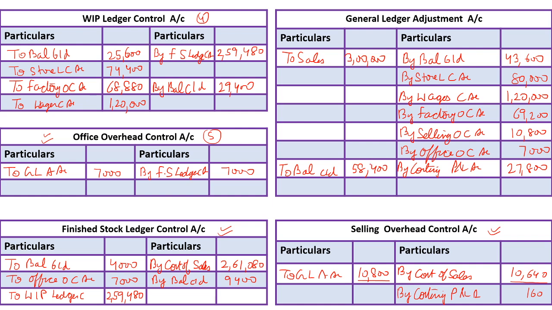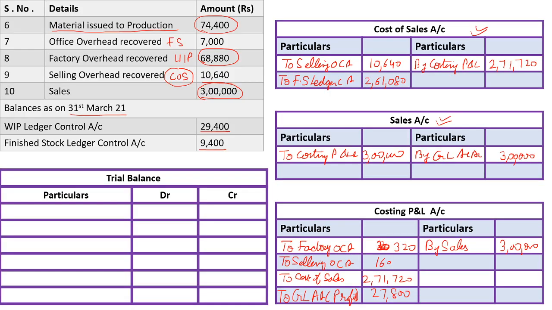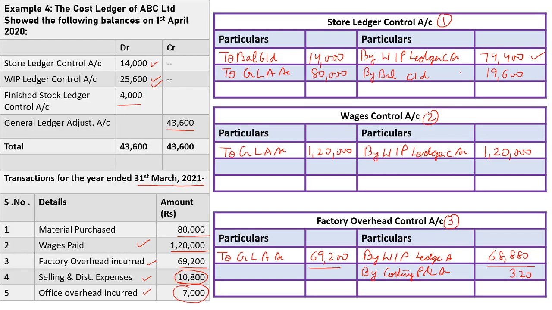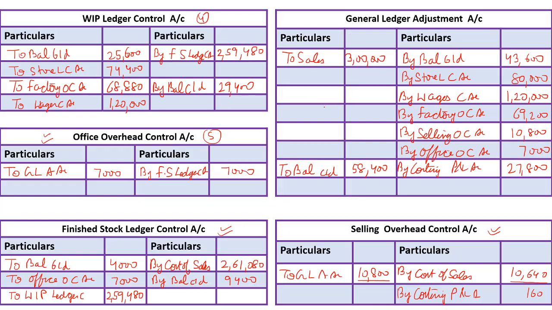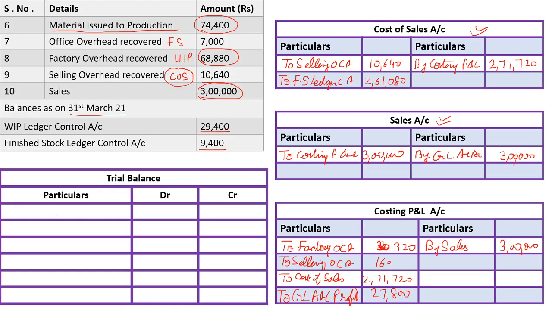Now we done all the ledger posting of different control accounts. Now we prepare the trial balance on the basis of balances remained in different accounts. So first we see the stored ledger control account, where our balance is 19,600, which is the debit balance. In WIP ledger control account our debit balance is 29,400, and in finished stock ledger control account our balance is 9,400. First we write the balances of all these three accounts. So in trial balance, first we write stored ledger control account. Here our balance is 19,600.